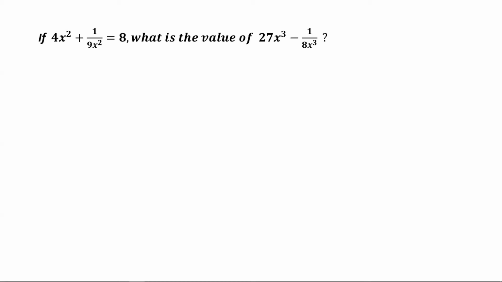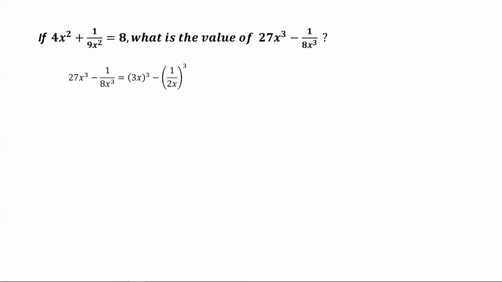So we start with the expression that we have been given to evaluate, which is 27x cubed minus 1 by 8x cubed. And then we note that 27x cubed is basically (3x) whole to the power 3. So it's basically (3x) whole cube. And similarly, 1 by 8x cubed is basically (1 by 2x) whole cube.